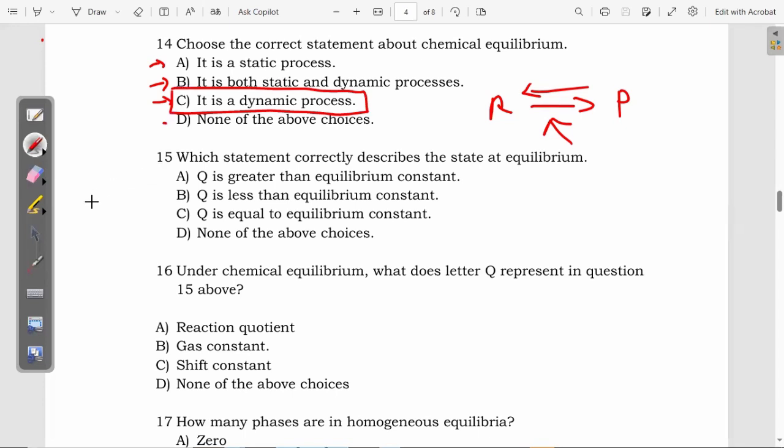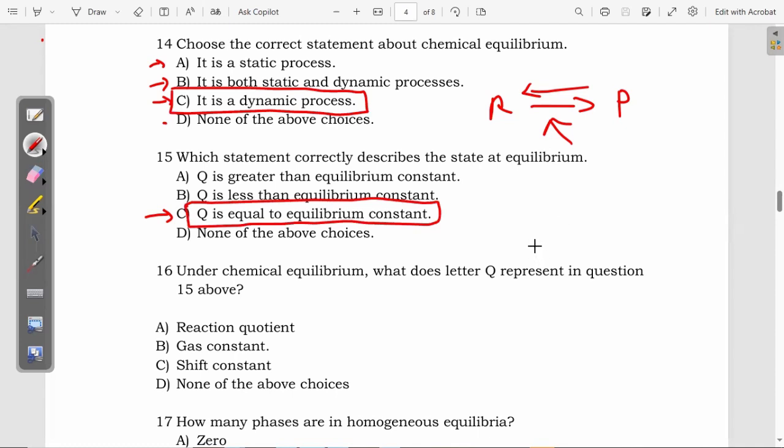Okay, what about question 15? Question 15, they're saying, which statement correctly describes the state at equilibrium? So at equilibrium, we expect that the reaction quotient should be equal to the equilibrium constant. So the correct answer there is just C. When these two are equal, then we'll be at equilibrium.